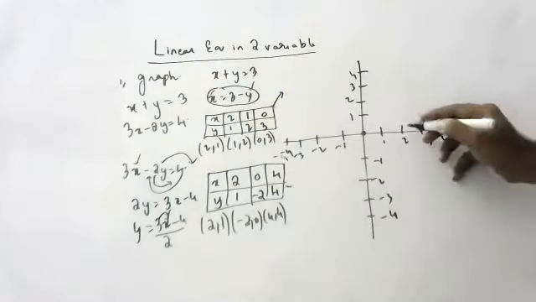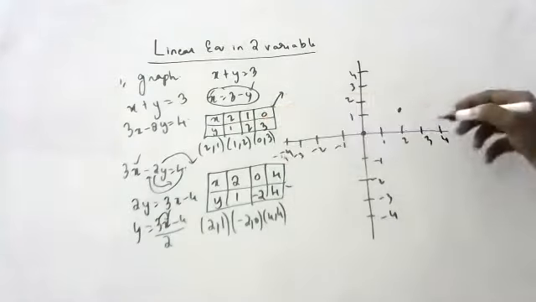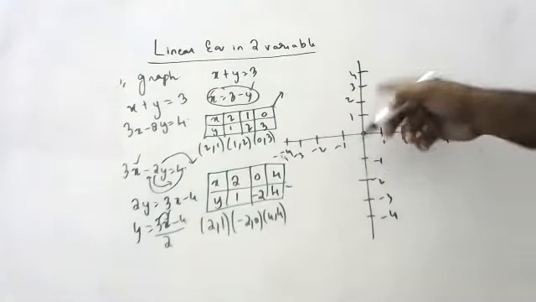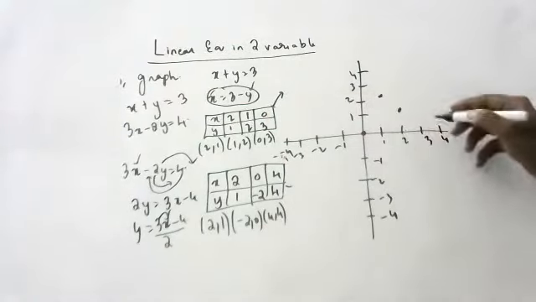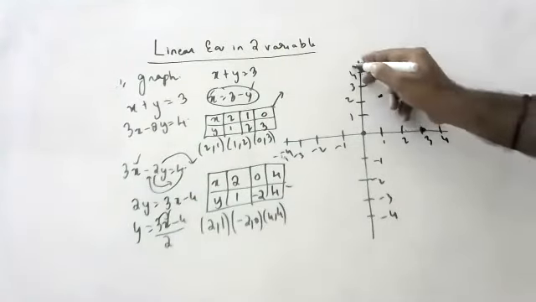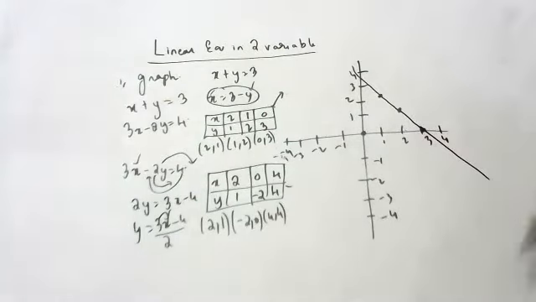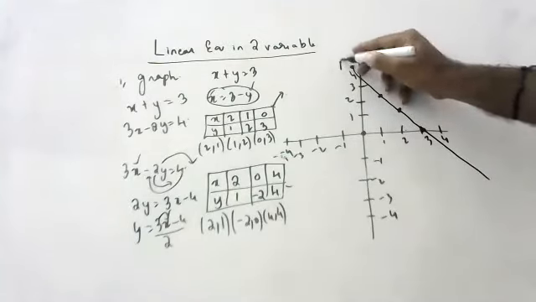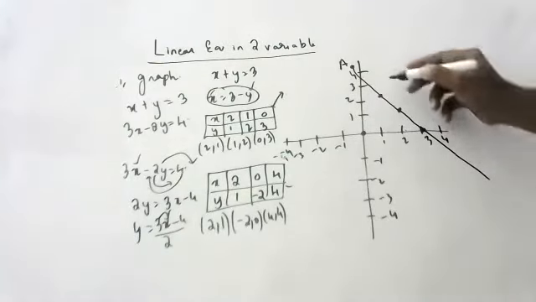First one is 2 comma 1. Second one is 1 comma 2. Third one is 3 comma 0. So 3 comma 0, children. So the line is coming like this. And second one, okay, this is line A, and I will write the coordinates also. Don't forget to write coordinates.